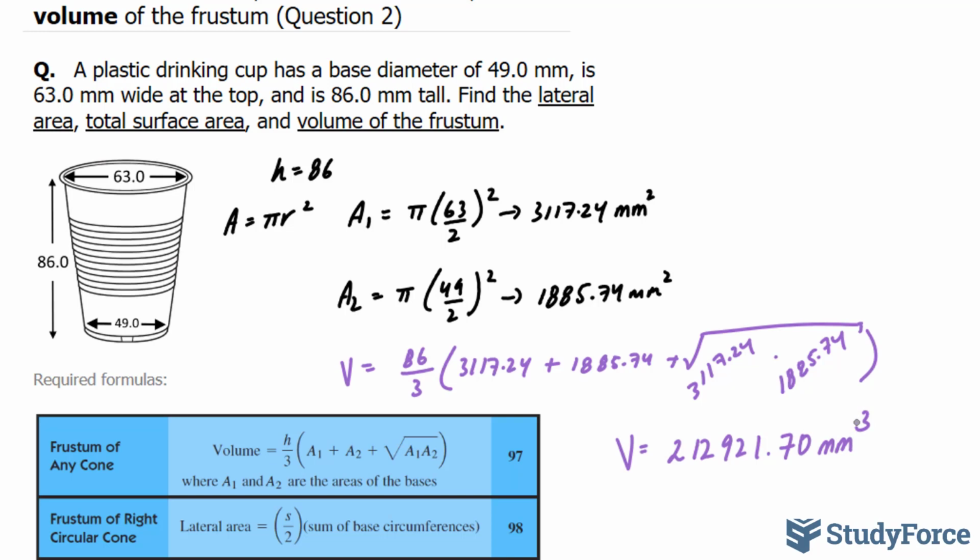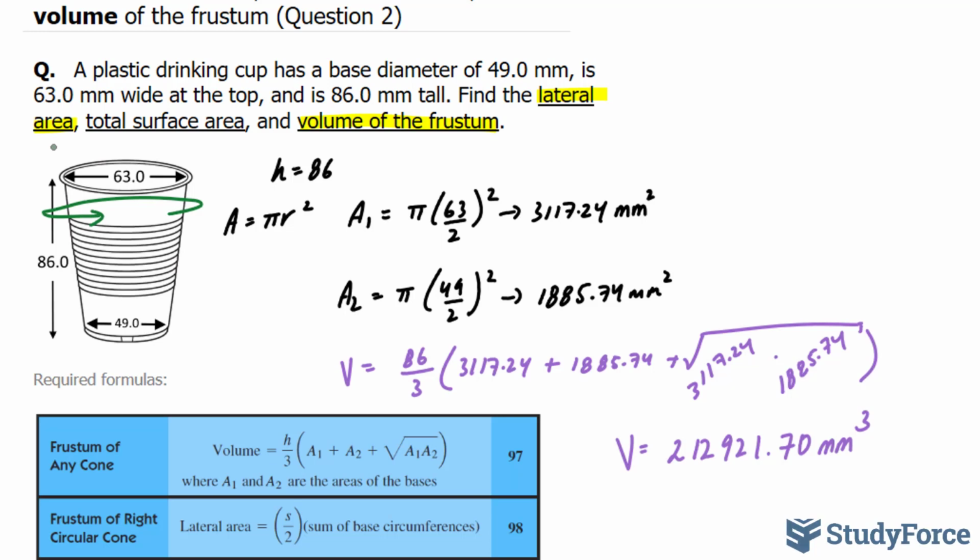Now that we found the volume, the next thing that we will find is the lateral area. So I'll highlight what we've just found. Now the lateral area refers to the surface area except for the bases. So in our case, we won't include this, neither will we include this. All we need to find is the area of the sleeve. We will use this formula to do that, where lateral area is equal to S over 2, and S refers to the slant height. How do we find that?